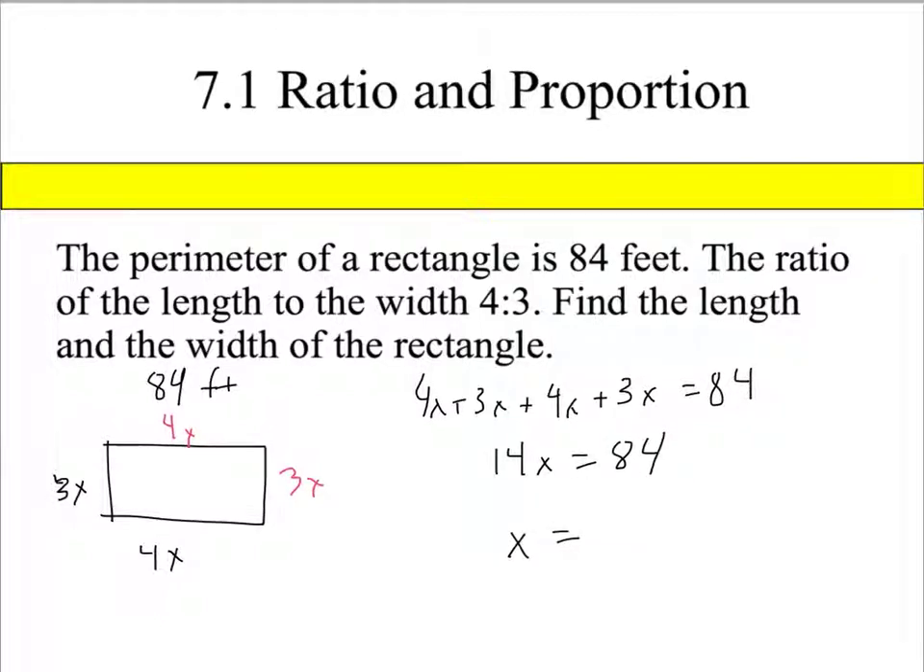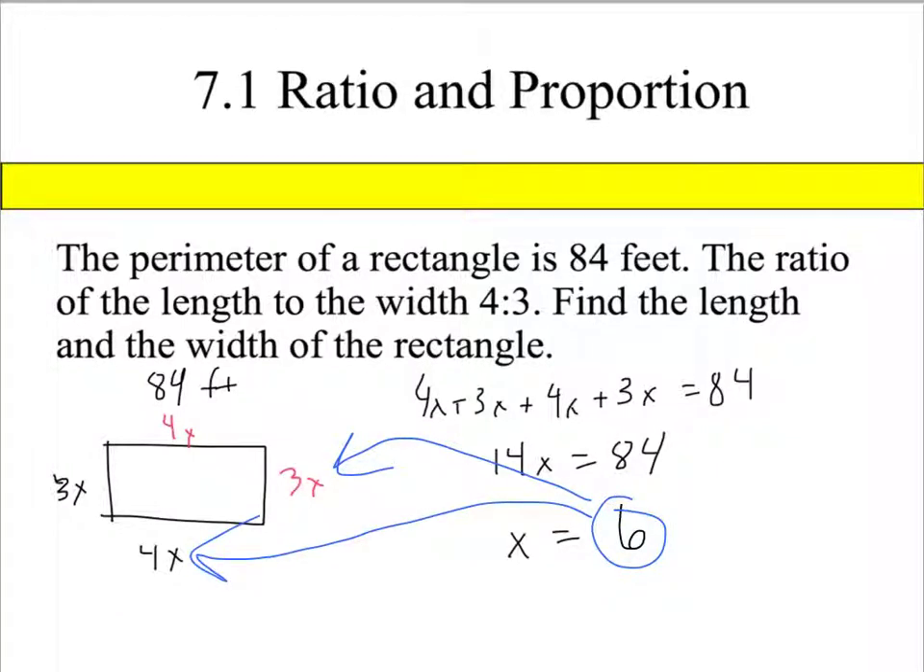X is equal to 6. Okay, so now that we have x, are we done? No, we need to find the length and the width of each side. So you take this 6. Hey, look, 6 again. What's going on with this?